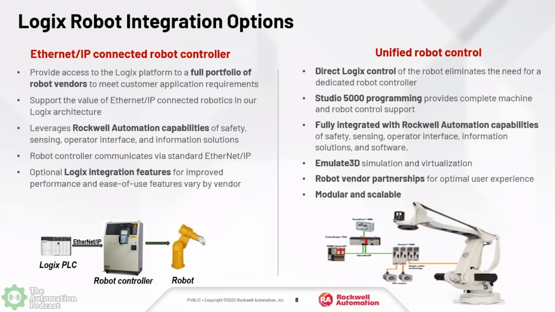So when you look at these side by side, the benefits of adding this to your portfolio is pretty clear. Studio 5000 can provide direct control to the robot without the need for a robot controller. So this allows the robots to be fully integrated within safety and sensing applications, as well as what an operator would see on an HMI or operator interface.